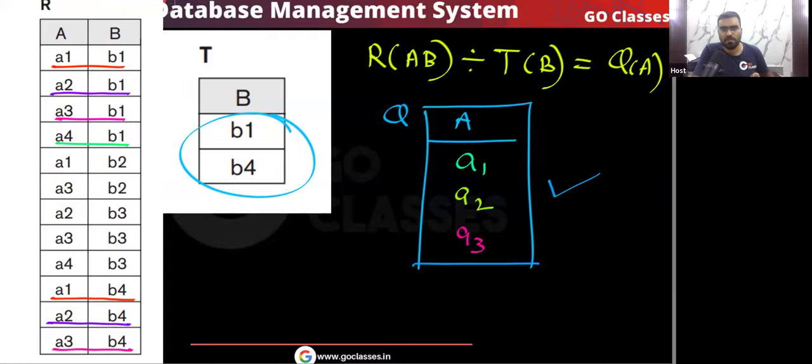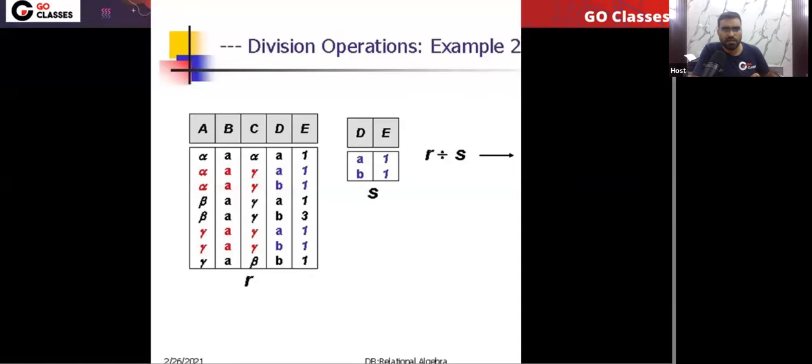A1, A2, A3. Simple, right? Agree? Okay, let's see this. What is the answer for this one? First of all, is this valid? Let me know. We are doing R, A, B, C, D. R has A, B, C, D, E.